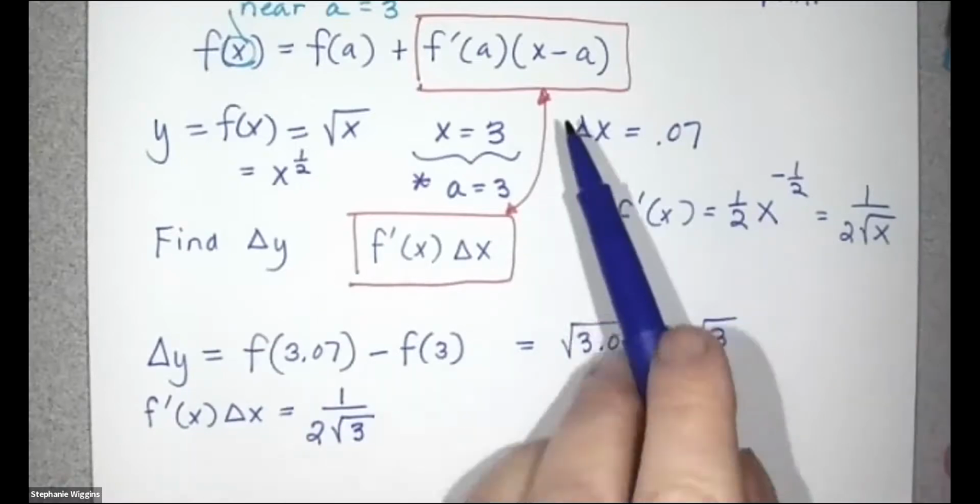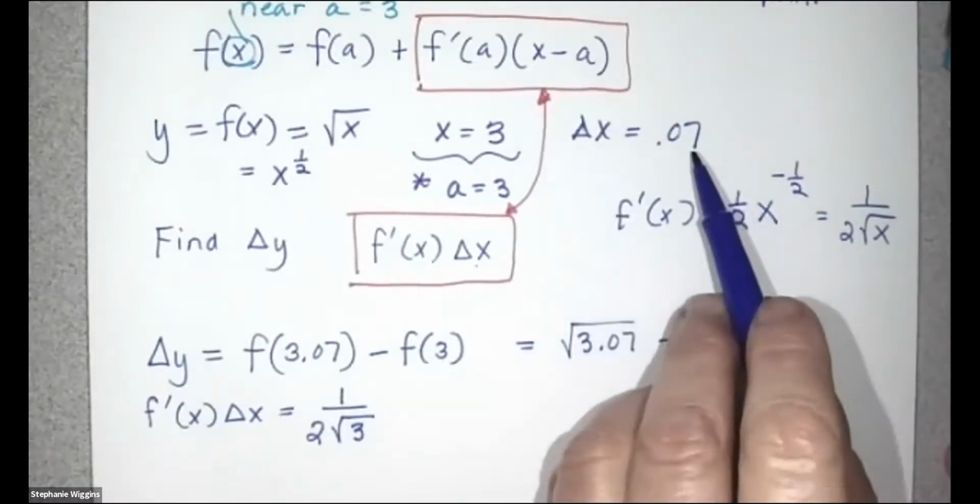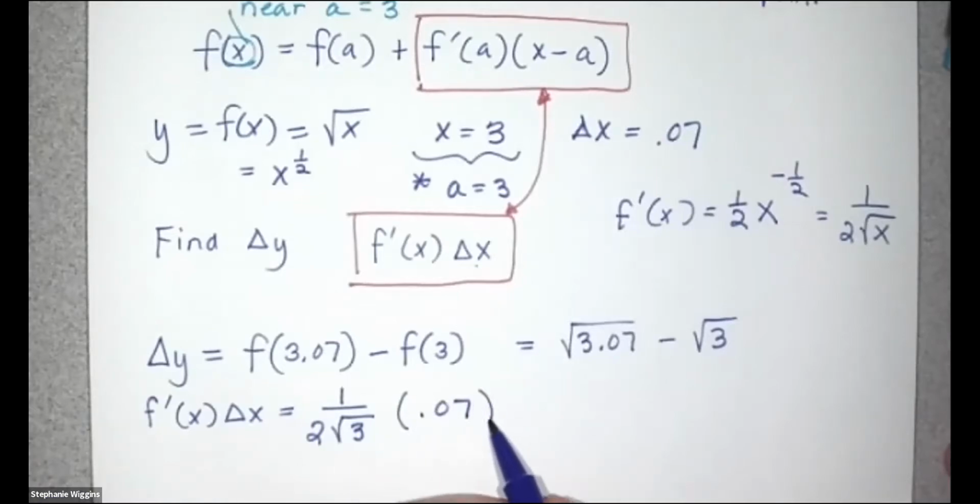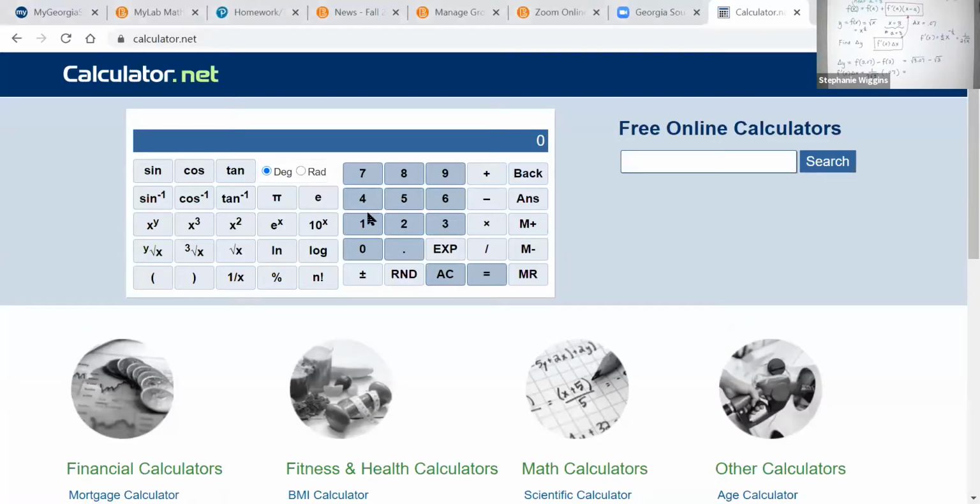And then I'm going to multiply by the change in x, which is given to us as 0.07. So going back to my calculator, we have 1 divided by 2 divided by the square root of 3, and then multiplied by 0.07. We have 0.02021, because if we round this to 5 decimal places, it's going to be 0.02021.